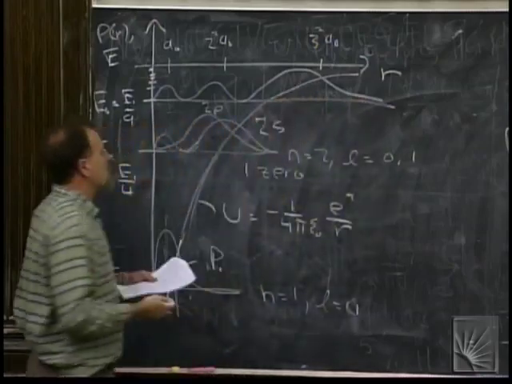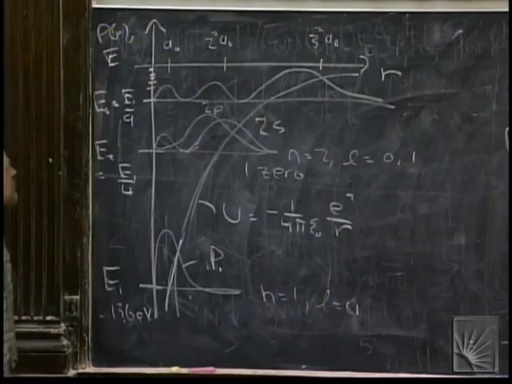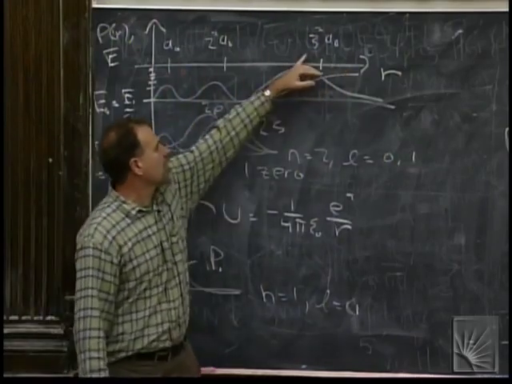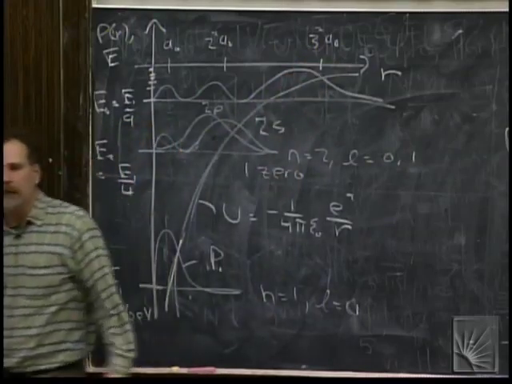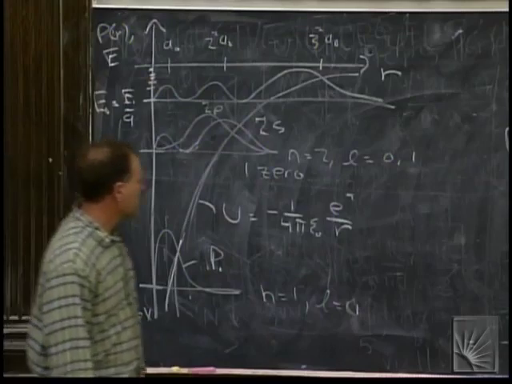The probability is centered out here, although there are these smaller lobes down closer in, et cetera. And this spacing in radius is going like n squared a, okay? So the bigger states are much further out than the lower n states.